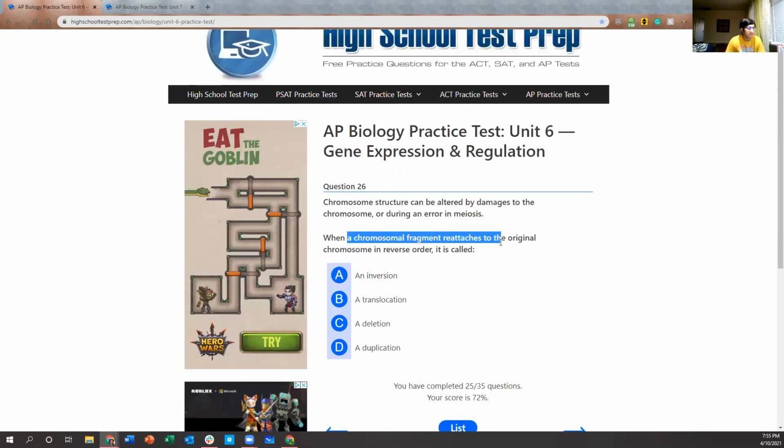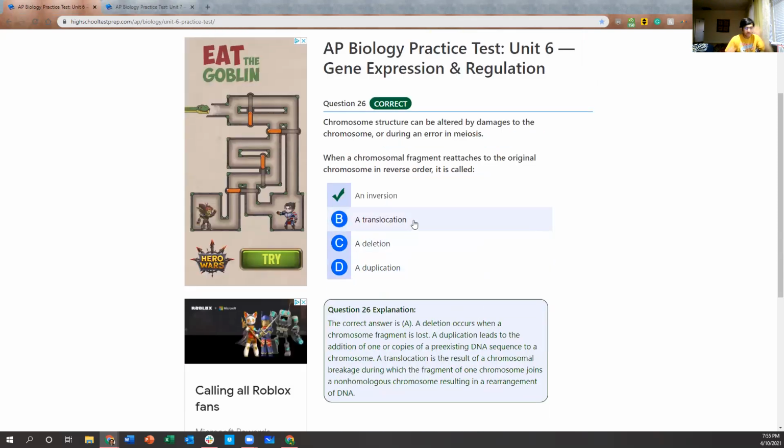When a chromosome fragment reattaches to the original chromosome. Okay, this is good. We actually need to know this because we need to know about mutations. Chromosome structure can be altered by damage to the chromosome or during an error in meiosis. When a chromosomal fragment reattaches to the original chromosome in the reverse order, that is what? That would be an inversion, right? Because it's inverted. Translocation is where you take one piece from one chromosome and put it on another chromosome, and they are exchanging segments. Deletion is cutting it out, and duplication is when you have a second copy of that.